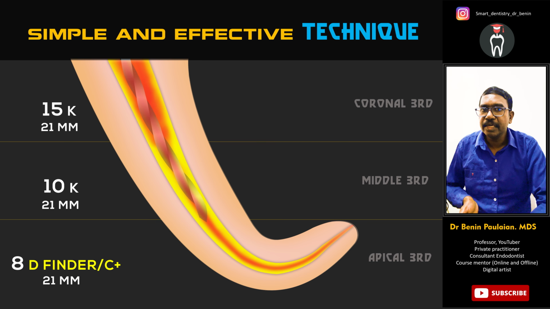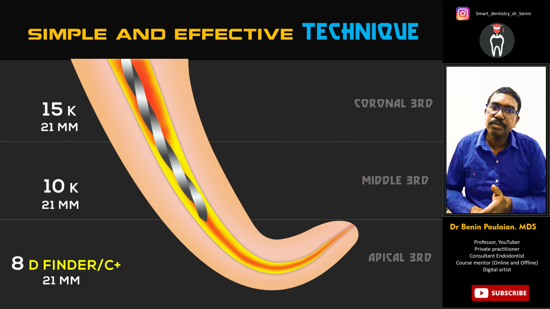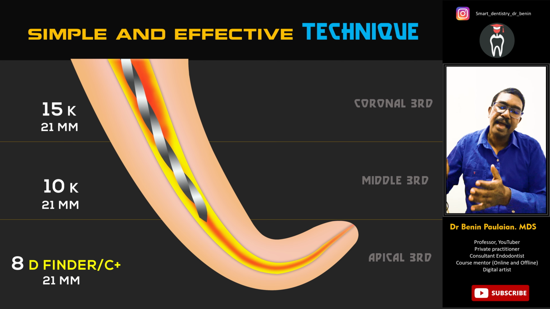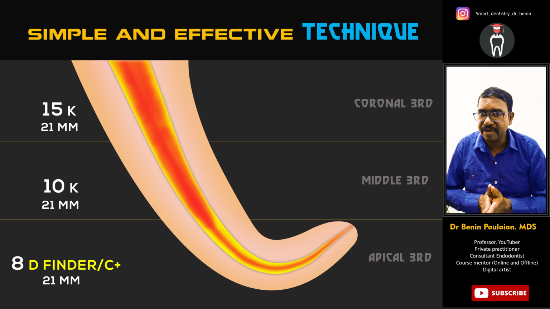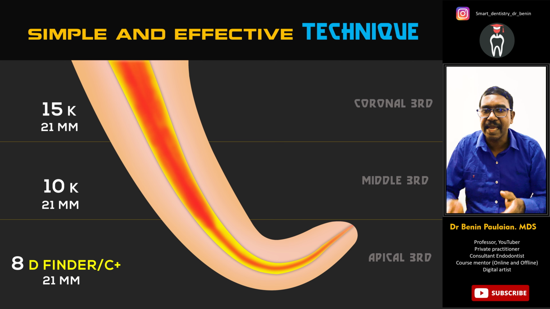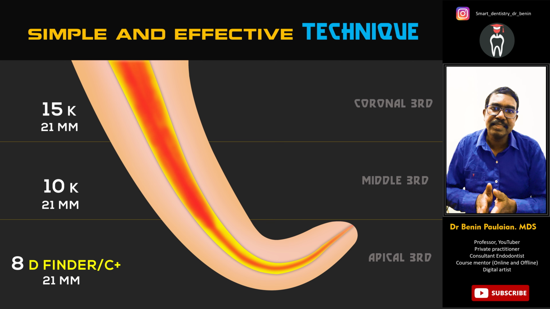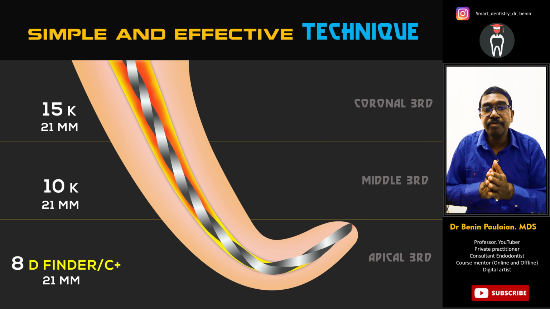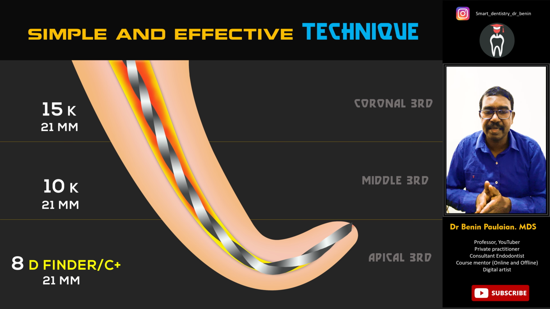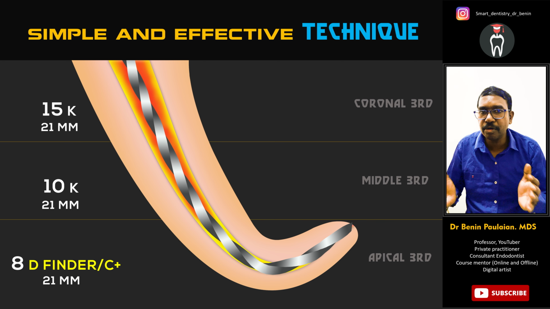And the second stage, we have to use a 10 size file, again a K file, to go to the middle third, and again we are just enlarging the canal with a 10 size K file. What motion that we will see, I will explain with an extracted tooth, where you can see what motion and how to do this canal enlargement. So after doing the middle third enlargement, now you can use a definder or a C+ file, and now you can negotiate the canal to the full length. Now there will be no complications.